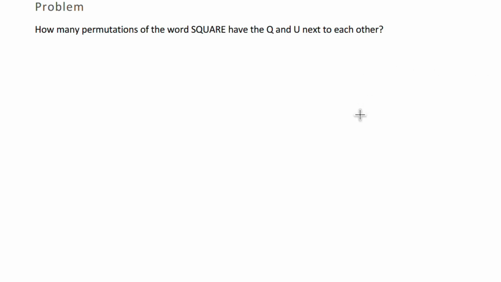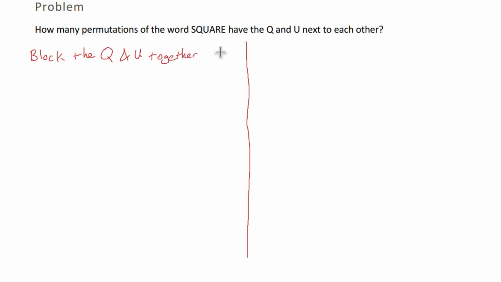I'm going to show you two ways that we might look at solving this problem. I'll split my page in two. The first one is to think about it as, well, the Q and U have to be together. So I'm going to block them together, so they're always next to each other.